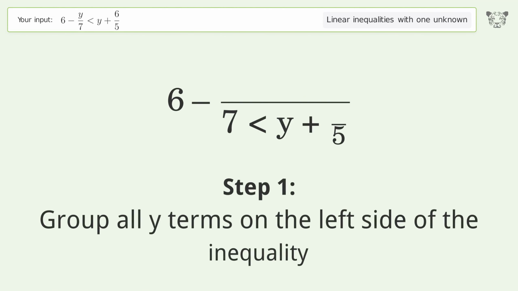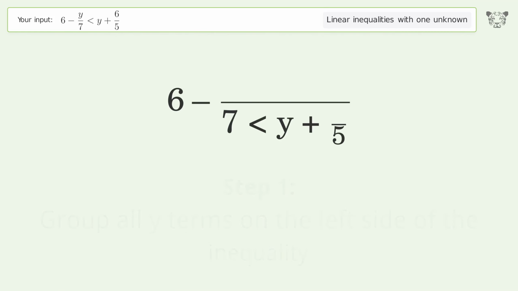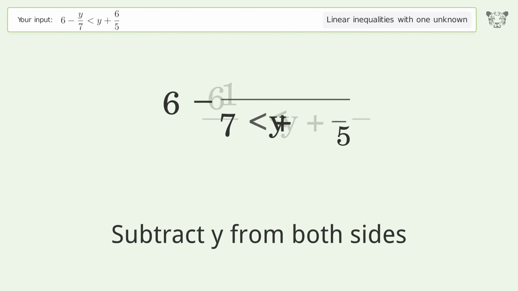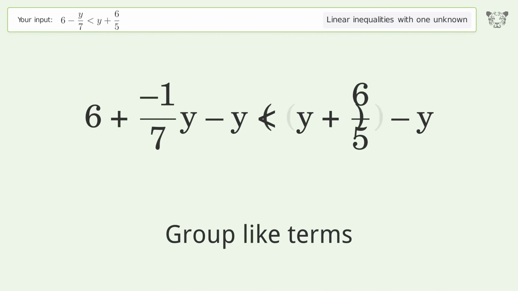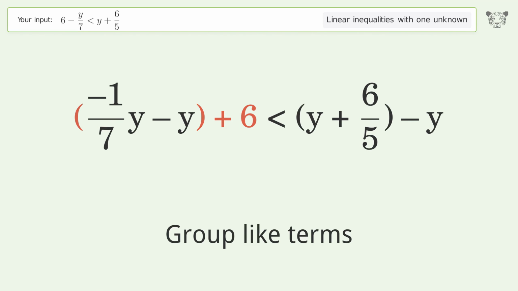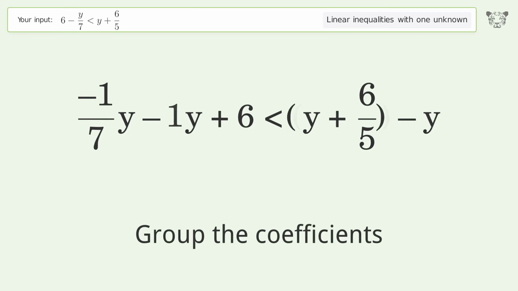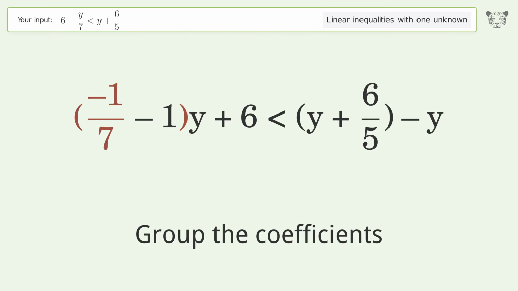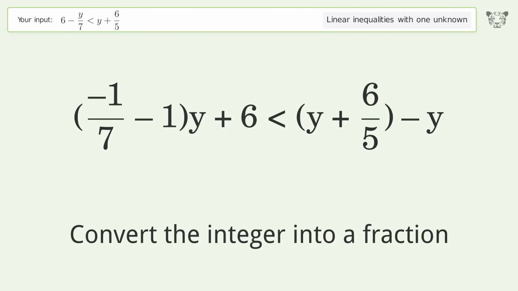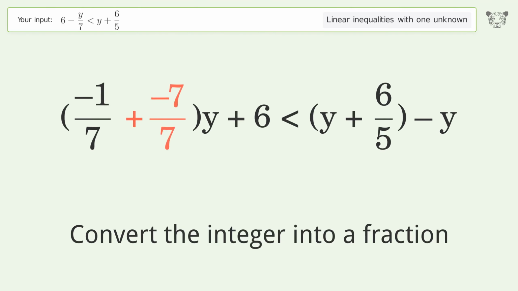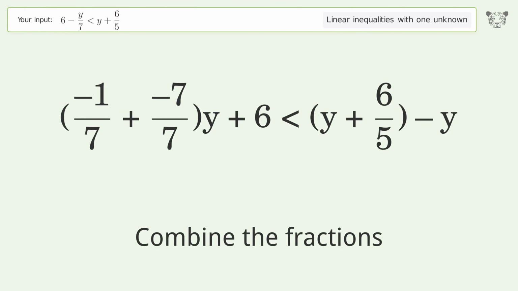Group all y terms on the left side of the inequality. Subtract y from both sides. Group like terms. Group the coefficients. Convert the integer into a fraction. Combine the fractions.